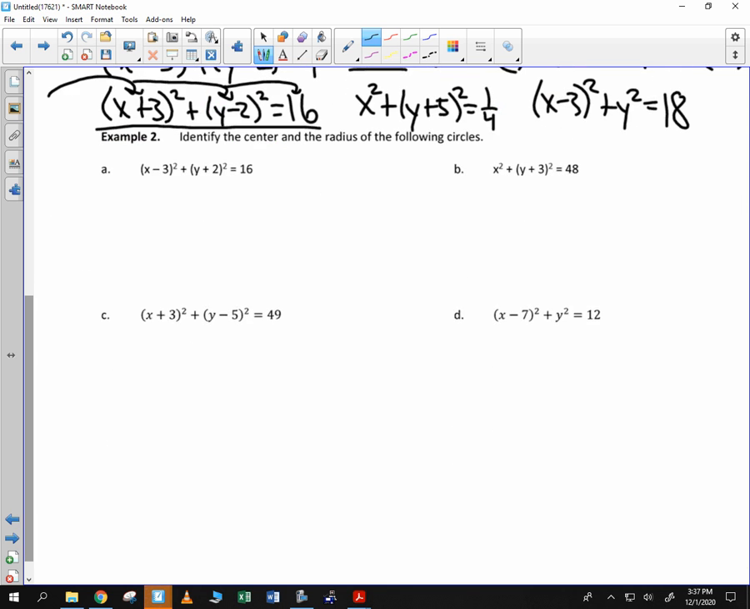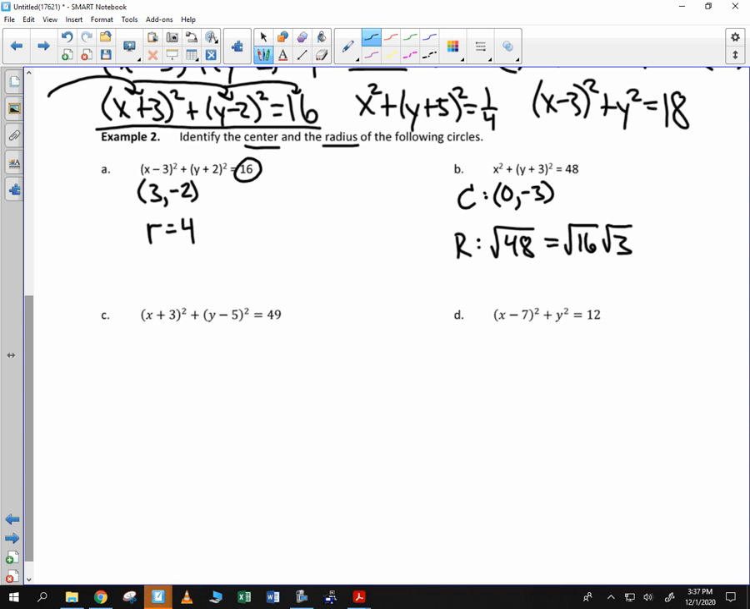Now, given the equation, let's identify the center and the radius. So the center is going to be 3 for the x value and -2 for the y value, opposite of what you think it is. And the radius is 4. It's the square root of that number. Here, the center is 0 for x and -3 for y. And the radius is the square root of 48. You could take a perfect square out of that. You could take the square root of 16, which is 4, so we have 4 root 3.